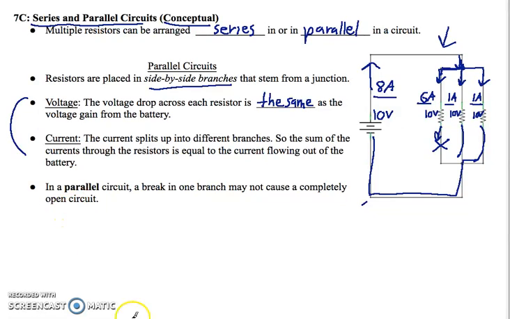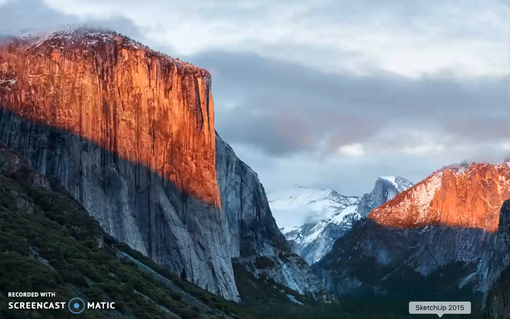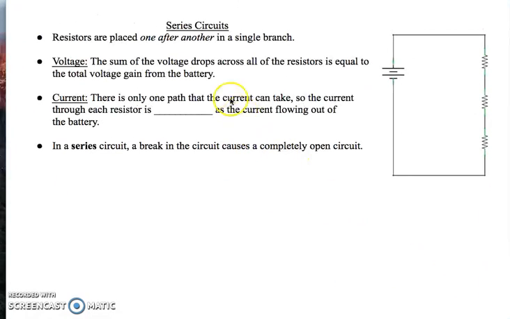Now let's look at a series circuit. A series circuit is going to behave a little bit differently. In a series circuit, resistors are placed one after another in a single branch. So this is a good example of what that looks like. The voltage behaves differently in a series circuit than a parallel. In a series circuit, the sum of the voltage drops across all of the resistors is equal to the total voltage from the battery.